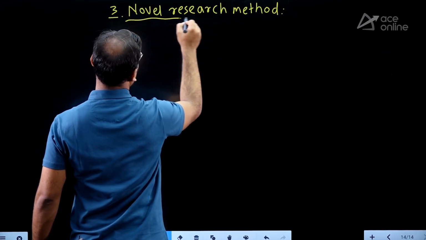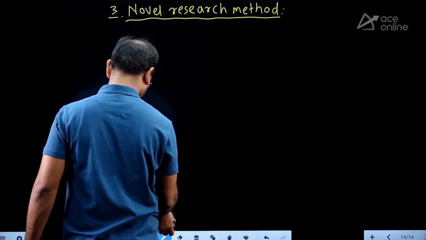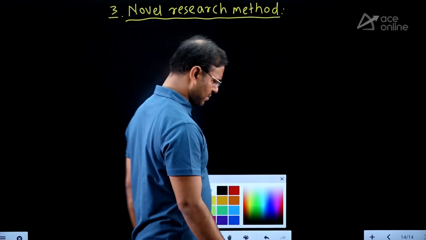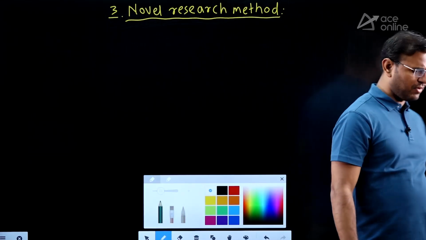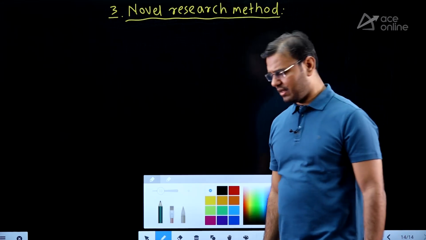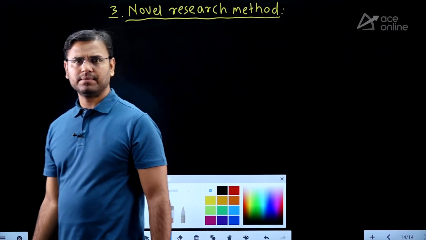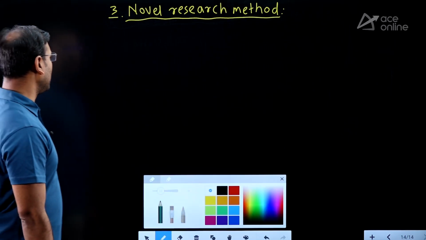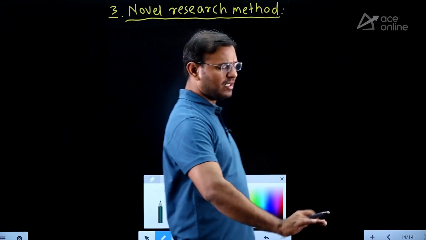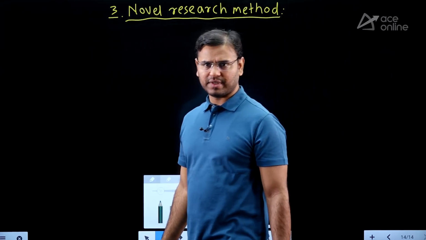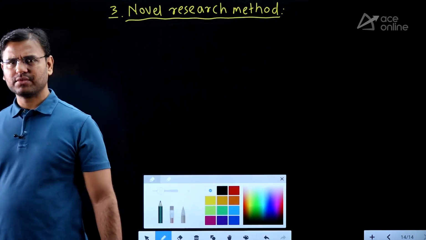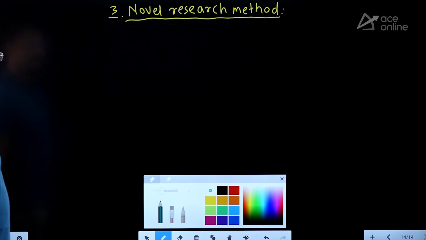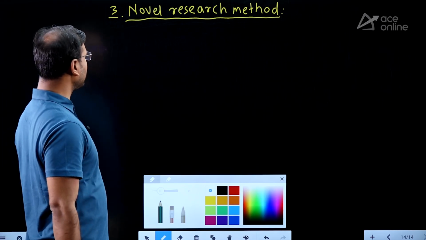Yes guys, this is the novel research method of riser design. Guys, in the world at different places different methods have been developed, and all the important methods which the world uses, we are going to study here. Therefore we are going to study four methods. Now see the third method here, the novel research method.